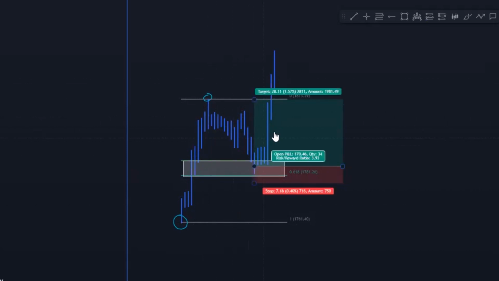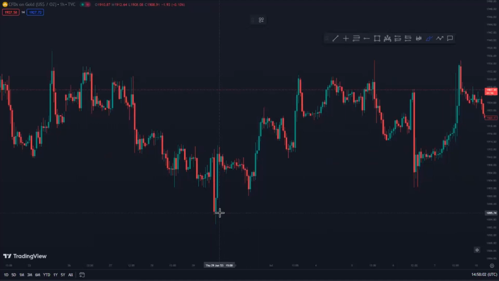So how we capitalize on this is we enter here, as we see those rejections, our stop loss just below the 61.8, and our first target will be here at the 0% level, right? Okay, so guys, now we are looking at gold.